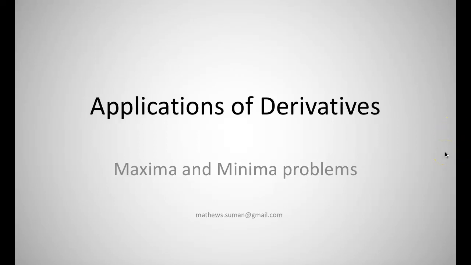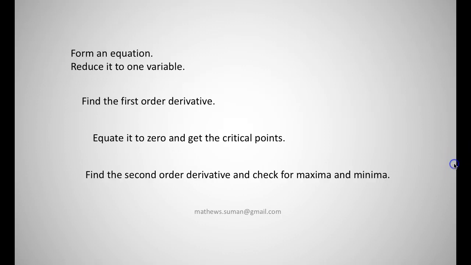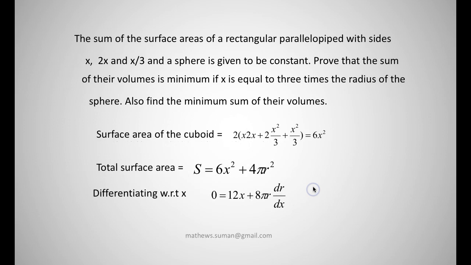This video is on applications of derivatives and maxima minima problems based on it. To solve problems, we first form an equation, reduce it to one variable, find the first order derivative, equate the first order derivative to 0 and get the critical points. Find the second order derivative, and if it is greater than 0, there is a local minima.